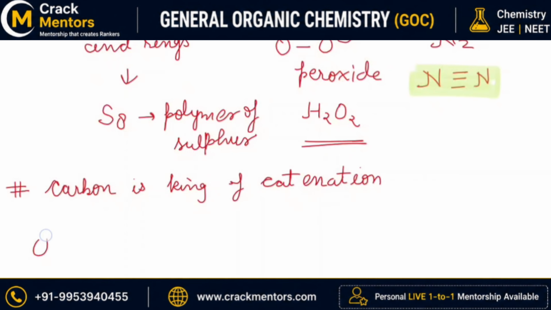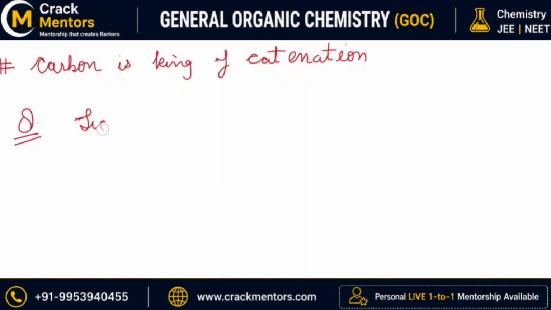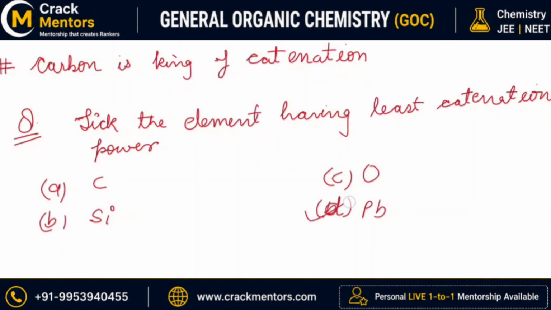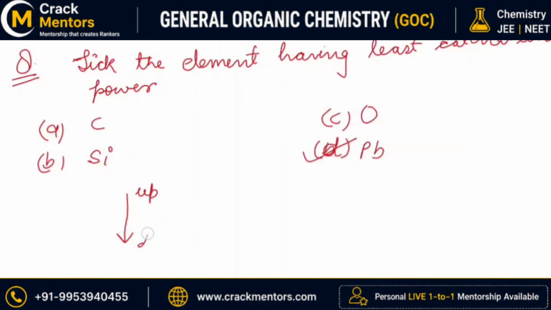Suppose a question comes to you: take the element having least catenation power, and they gave you 4 options. Okay, carbon, silicon, oxygen and lead. So what will be the correct answer? Obviously that will be lead, because among all these elements lead has the greatest size, because you know, on moving from top to bottom in the periodic table, atomic size increases.